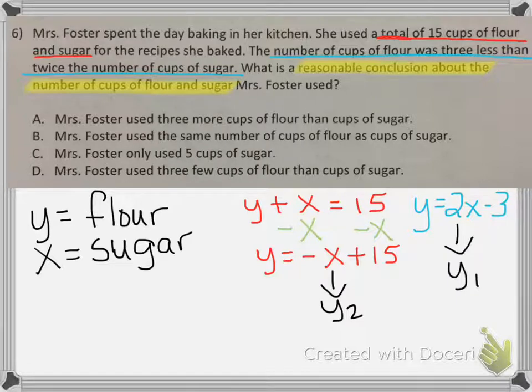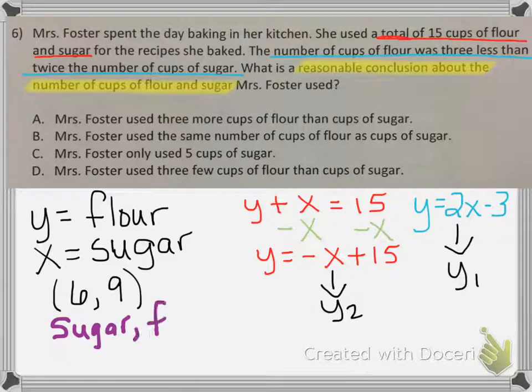Once both equations are entered, graph and find the point of intersection using second trace 5. Doing that, you will find the point of intersection to be 6, 9, the point (6, 9). However, we have to remember what the x-coordinate represents. The x-coordinate represents cups of sugar, and the y-coordinate represents cups of flour.